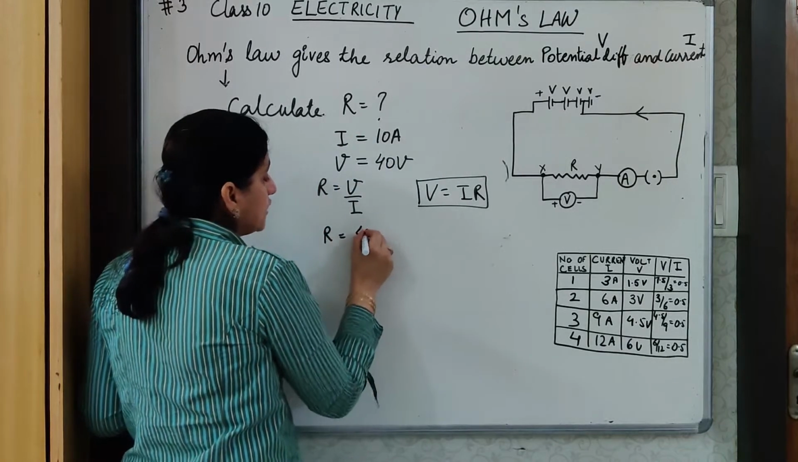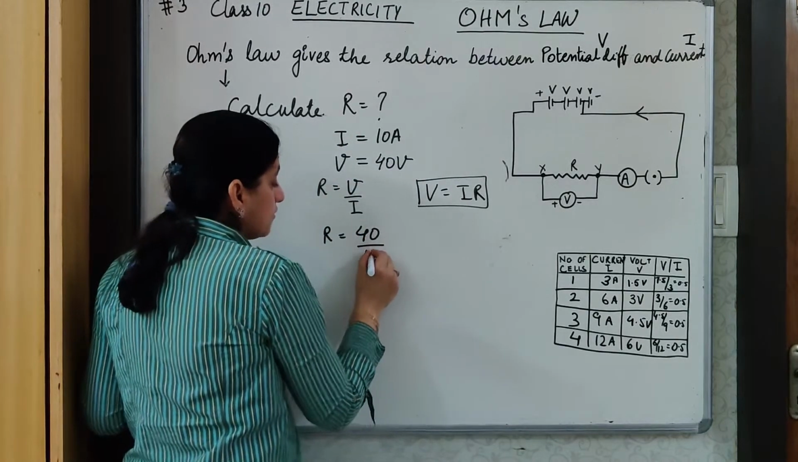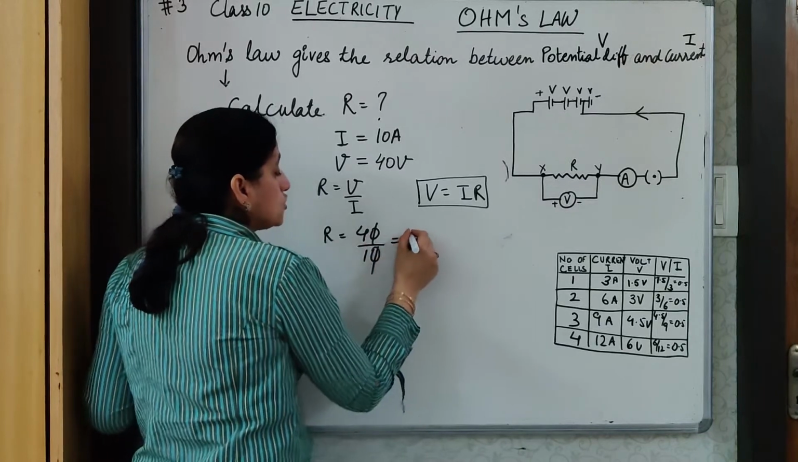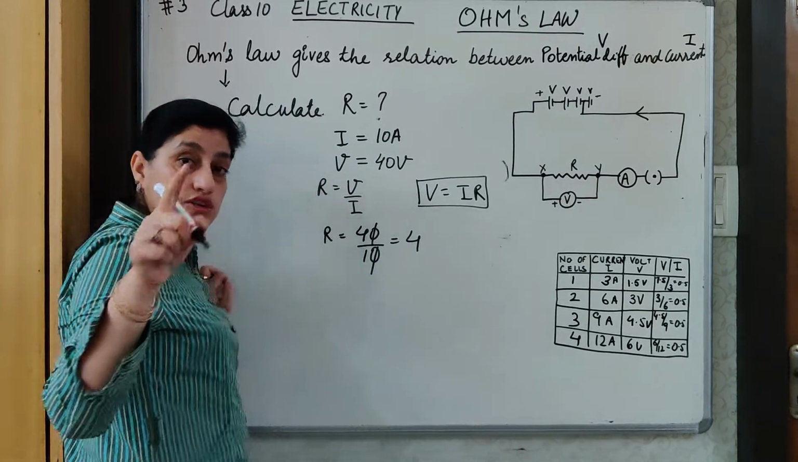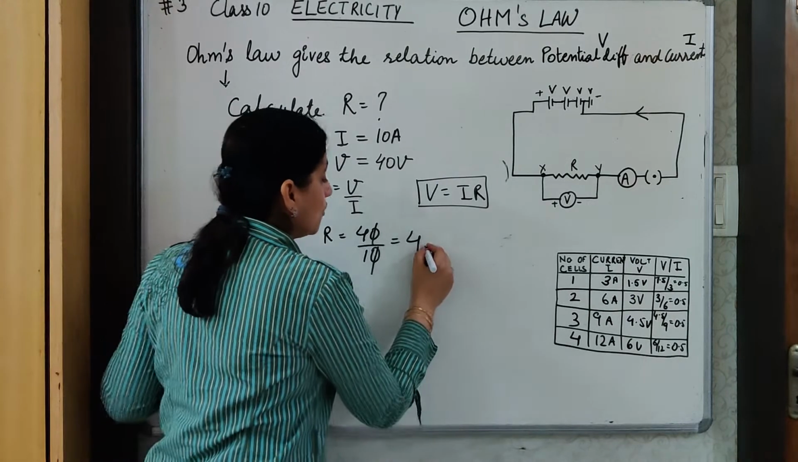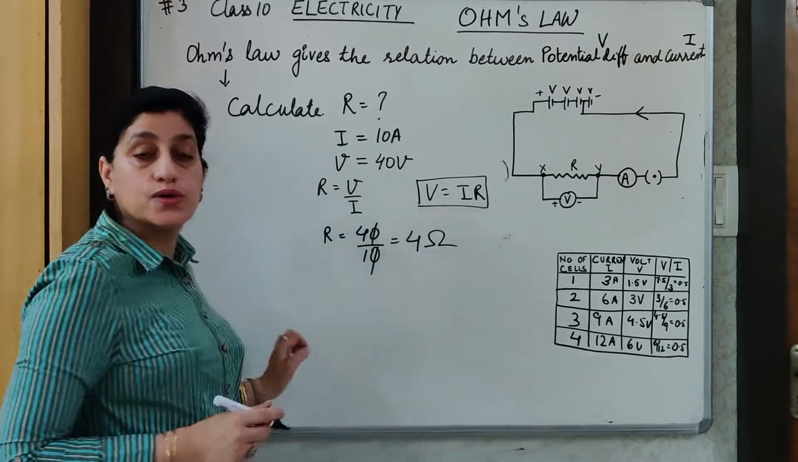I have the value of V as 40 and the value of current as 10. So R becomes 4, and the unit used will be ohms. Yes. So is it clear?